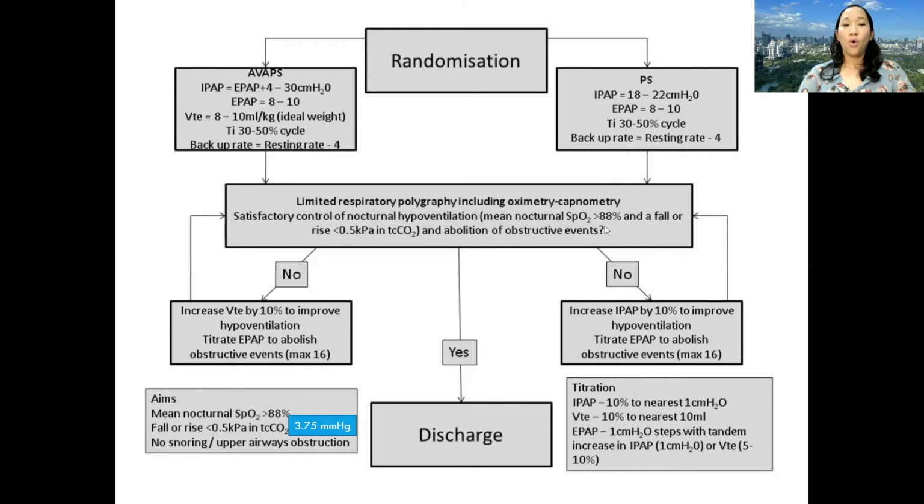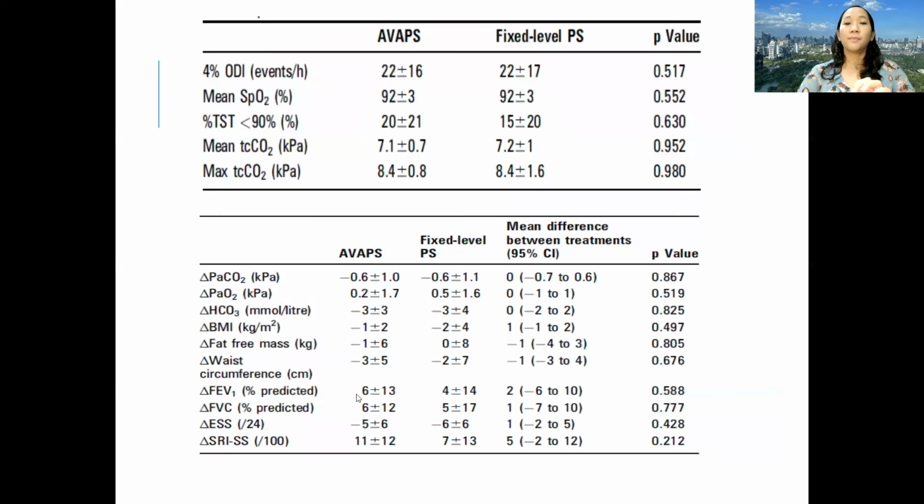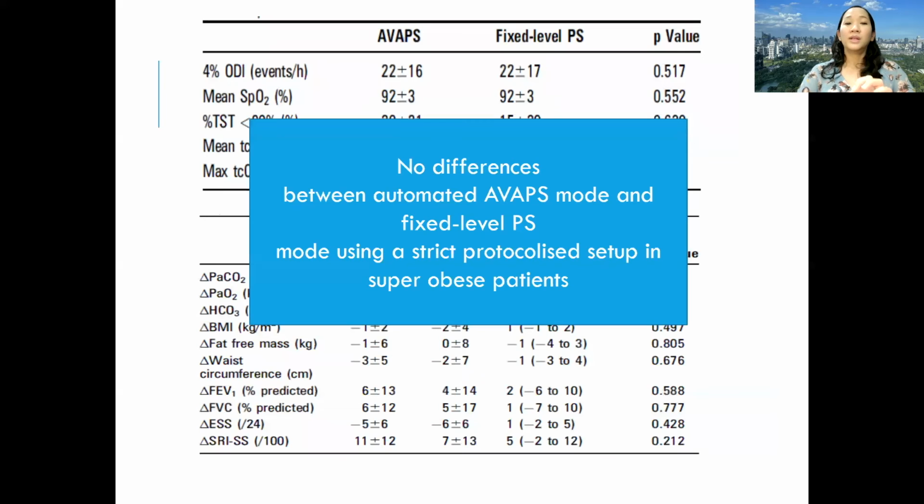And then they had the goal of achieving mean saturation more than 88, a fall of CO2 level of at least around 3.7 millimeters of mercury, and abolition of obstructive events. If they did not achieve that, they would increase IPAP by 10% to improve hypoventilation. They also would titrate the EPAP up to abolish obstructive events with a maximal EPAP of 16. So when you compare the data, with this strict protocol, there was no difference between these AVAPs modes and the fixed pressure support.